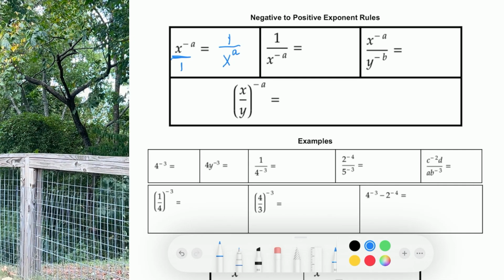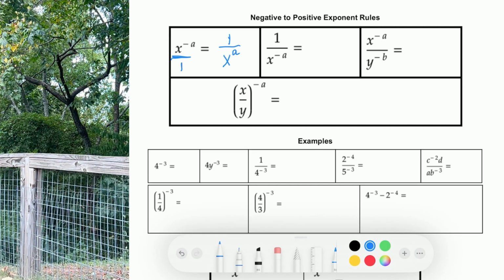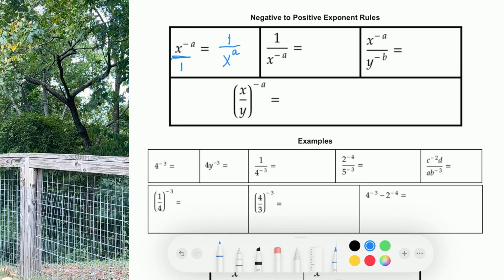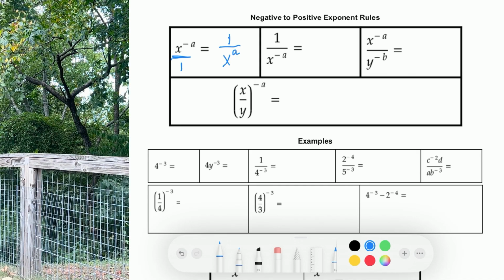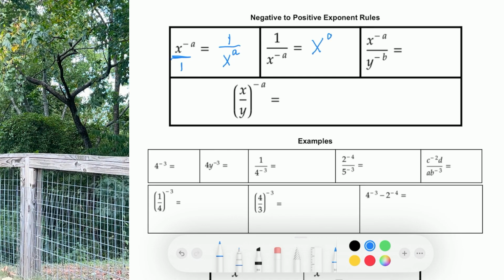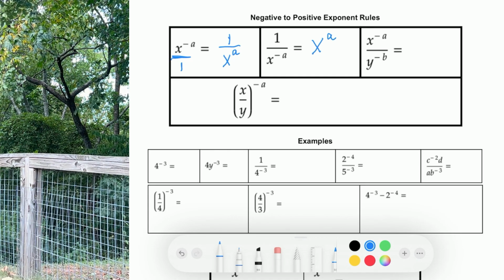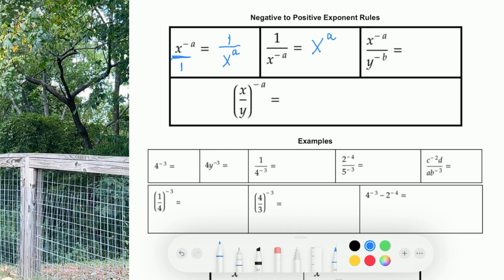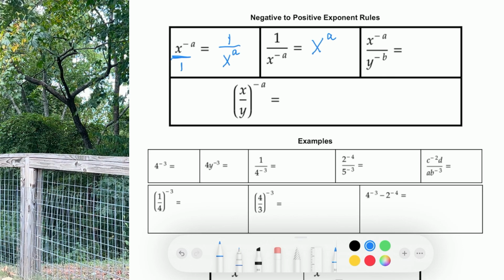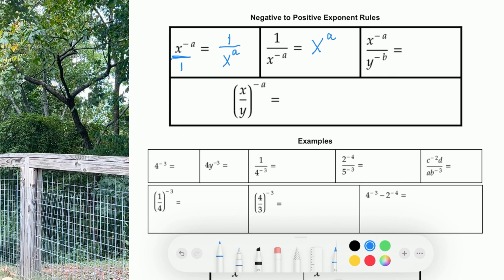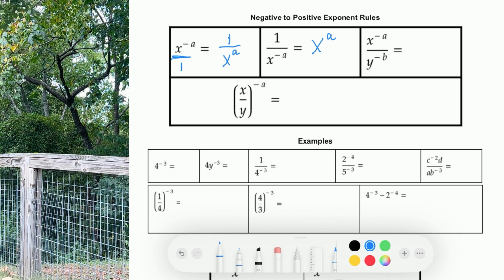All right, so let's look at this next one. We have 1 over x to the negative a. Again, that x has a negative exponent, so I'm going to flip it to its reciprocal, and it becomes x to the power of a. It's now positive. What about this next one? We have x to the negative a power over y to the negative b power. Remember I said, if you have a negative exponent, you're going to flip it to its reciprocal. So this becomes y to the positive b over x to the positive a.